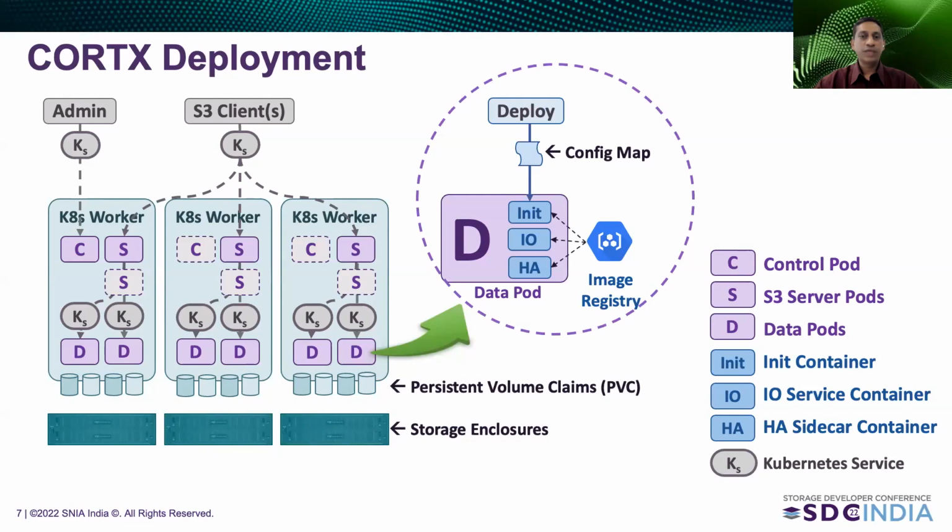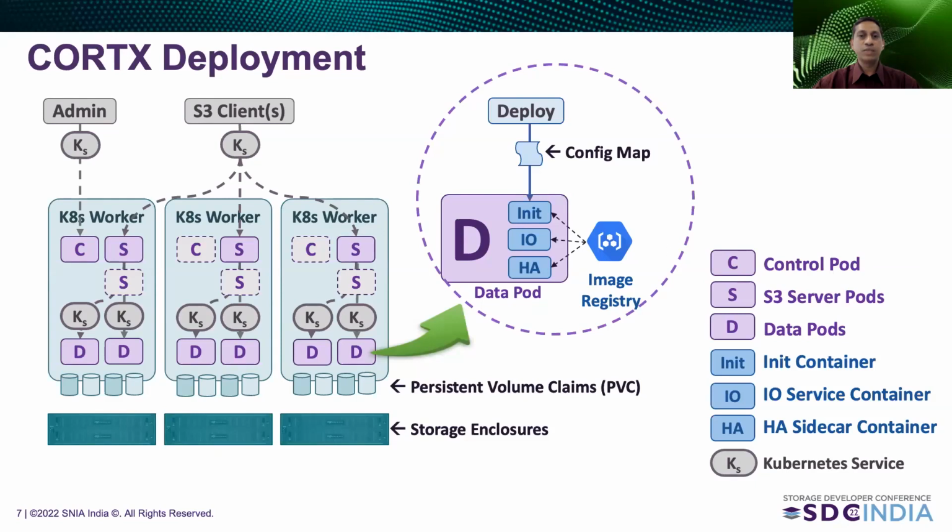Storage devices are abstracted using persistent volume claims. For network, CORTX deployment uses Calico CNI framework. CORTX deployment uses a set of Kubernetes services to facilitate communication between different pods. CORTX can be deployed using a deployment command as per the solution configuration. CORTX uses Helm charts for the deployment of CORTX pods onto Kubernetes.